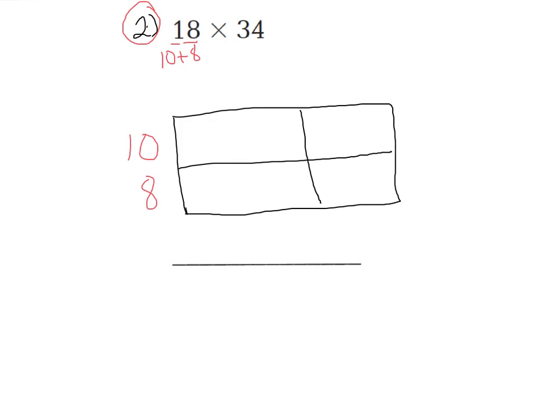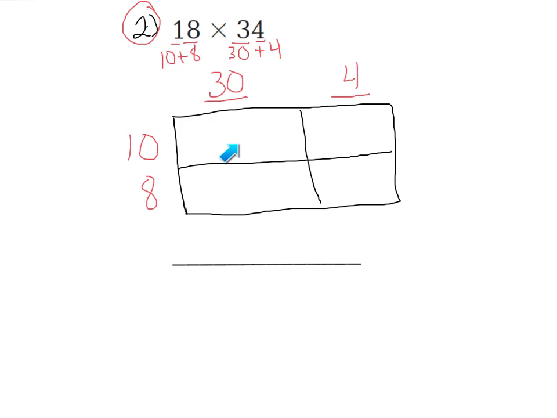Now, we need to find the two numbers that are going to go on the top of our box model. Let's look at our 34. We need to break up the 34. The 3 is worth 3 tens, which is 30, plus the 4 is worth 4 ones. So 34 is really 30 plus 4. Now let's write our values up on top of our box model. Here is where my 30 goes, and here is where my 4 goes. So now I have my box model ready to multiply.